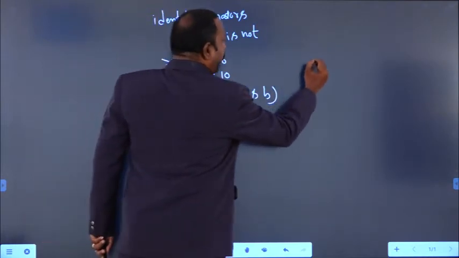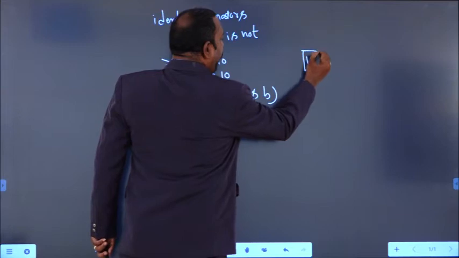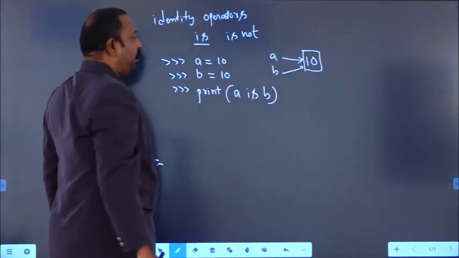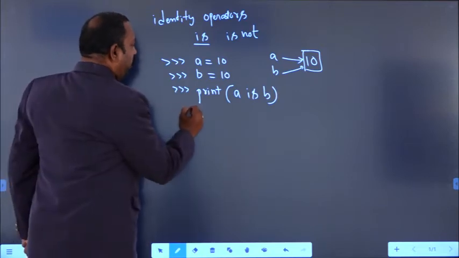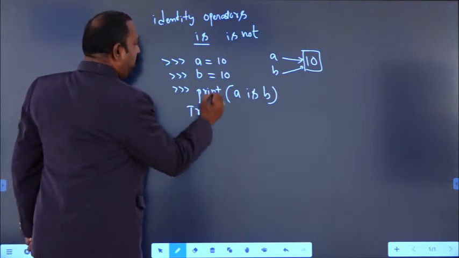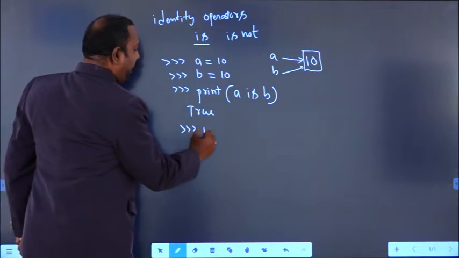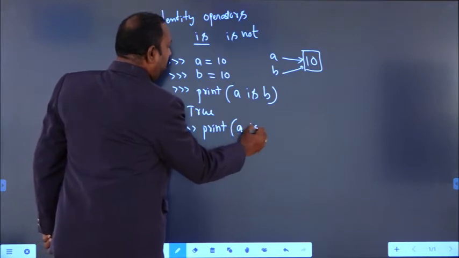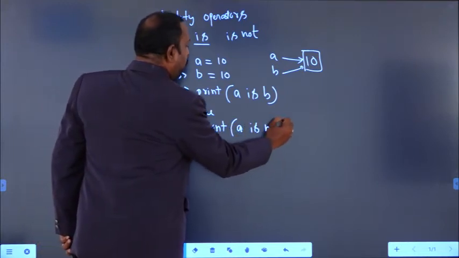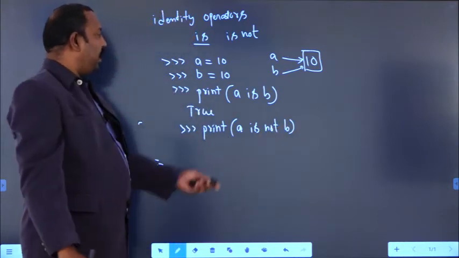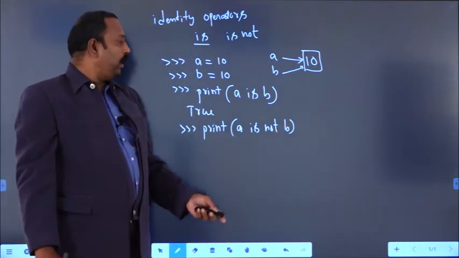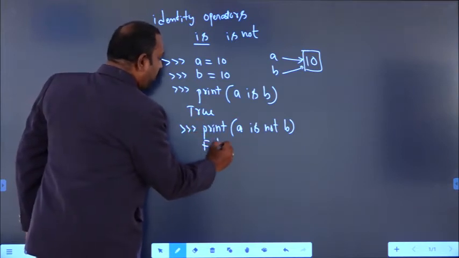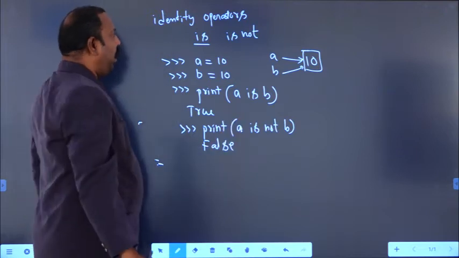So in Python, whenever you create 10, A is pointing to 10, and B is also pointing to the same location. That's why you will get the output true. For example, I have written print A is not B. If both the addresses are not the same, then you will get true. But both the addresses are the same, that's why you will get the output false.